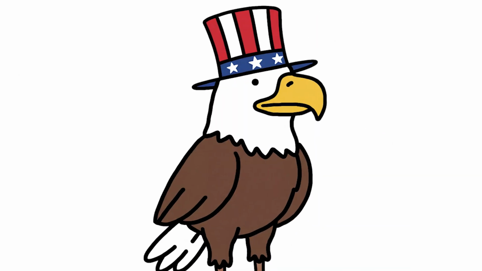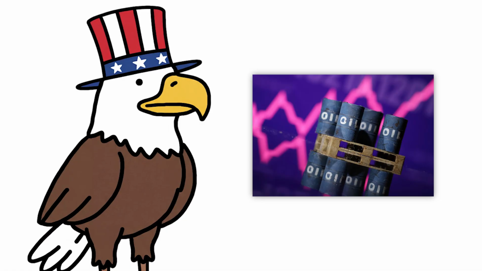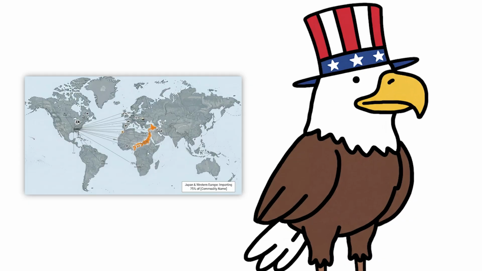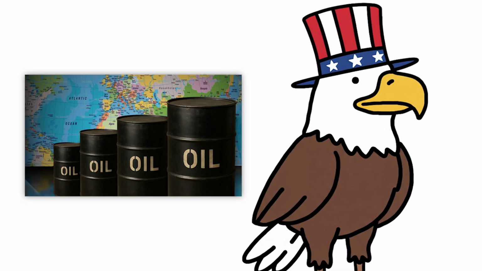On October 20th, 1973, Saudi Arabia placed a total embargo on oil shipments to the United States. By November, oil exports from the Middle East to the West were down 60 to 70%. Japan and Western Europe, which imported 75% of their oil from the region, were equally crippled.